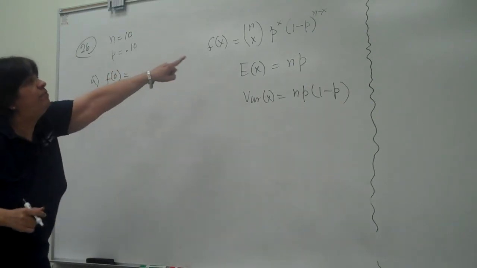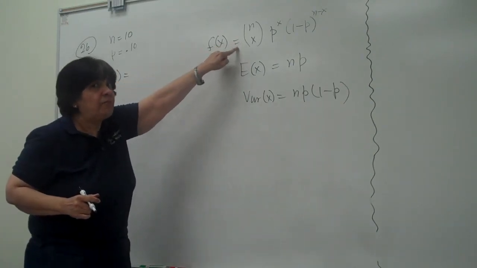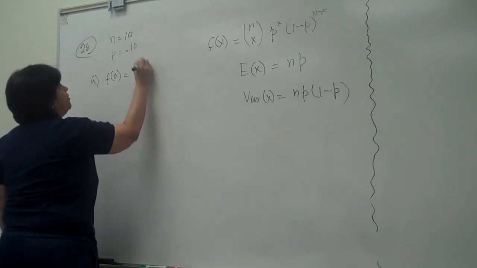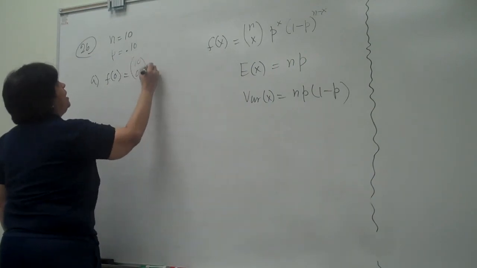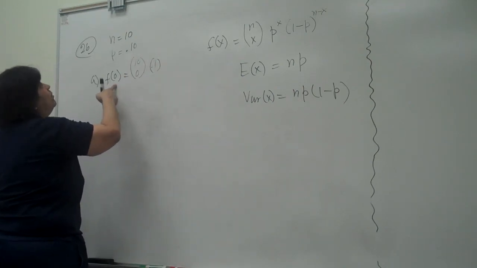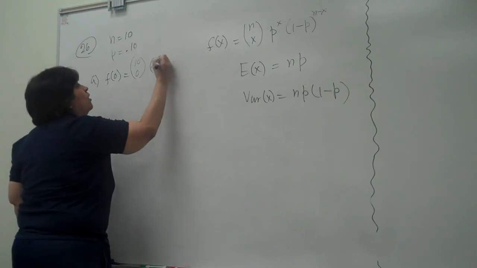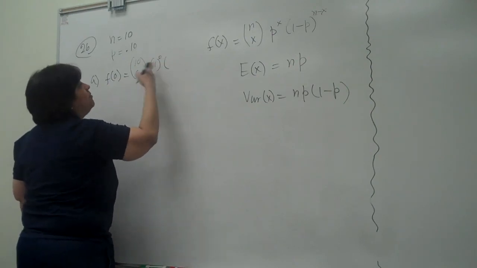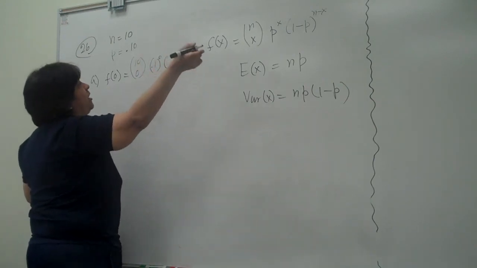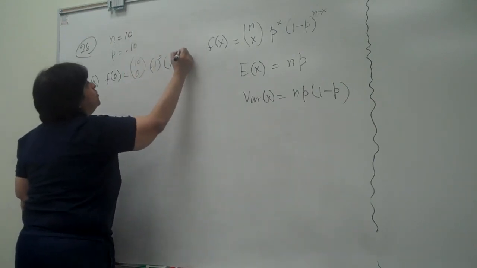Okay, go to the formula. This is 10C0 times p, 0.10 to the power of what I'm looking for, 0, times 1 minus p, 0.9 to the power of n minus x, to the power of 10.